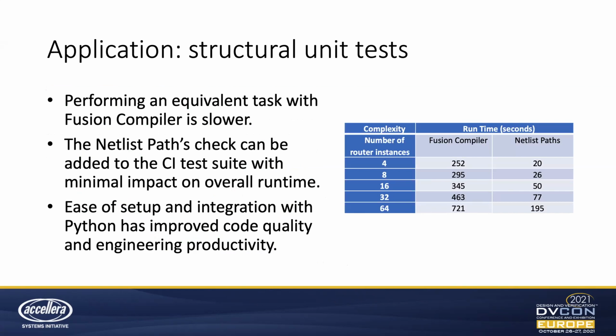As I said at the beginning, there are tools that allow you to do this kind of thing, and we played around with using Fusion Compiler to do this. Notwithstanding the issues with interfacing with TCL to run Fusion Compiler, it's a lot slower. There's quite a significant overhead to starting it up. You can see here that for 4 up to 64 routers, Fusion Compiler is running in a significantly longer time than Netlist Paths.